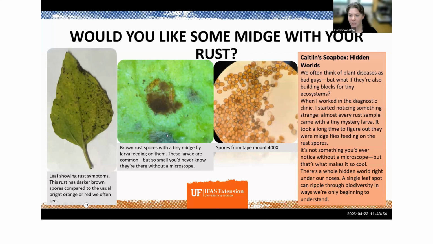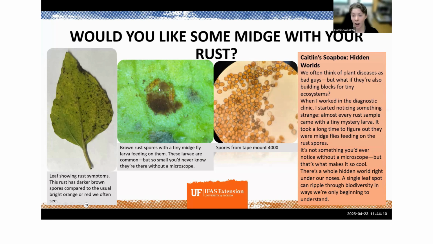So one thing you will notice, if you're like me and you love to look at things under a microscope, is that if you see rust, you almost always, like 70% of the time at least, find these little tiny fly larvae. And these are tiny. When I say tiny, you can't see them with your eyes. You can barely see them with a hand lens, only if you know what you're looking for. So if you see a tiny spot, like right here is what we're looking at.